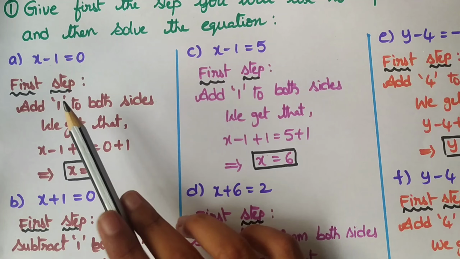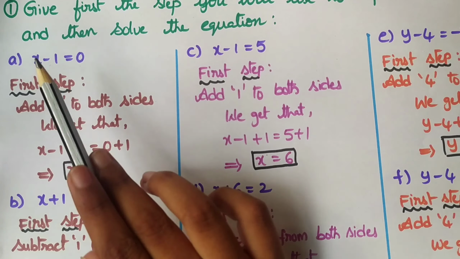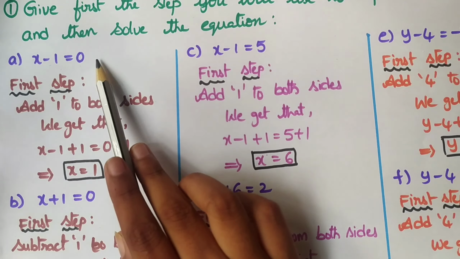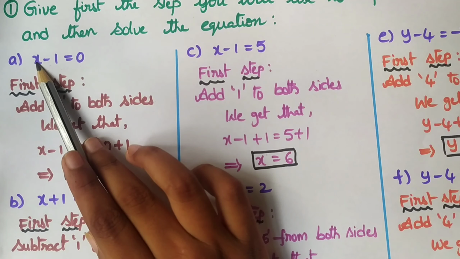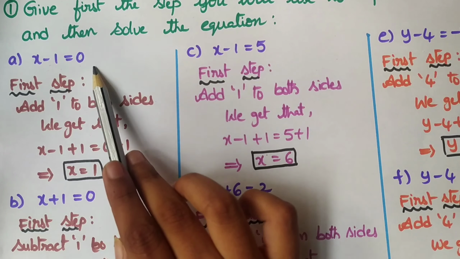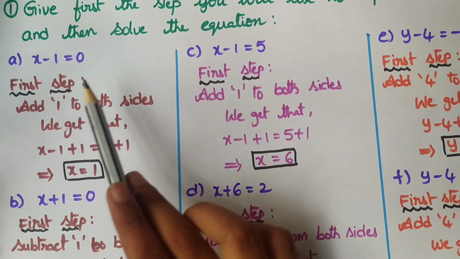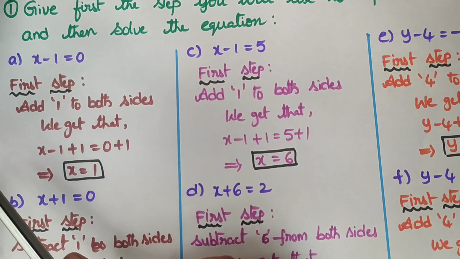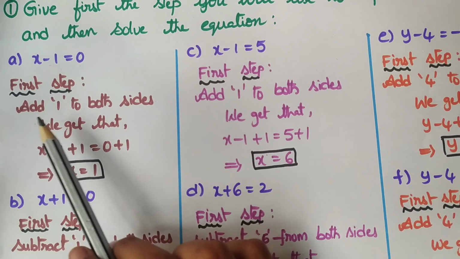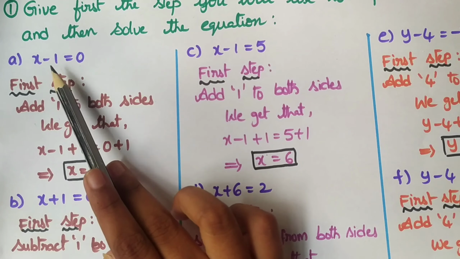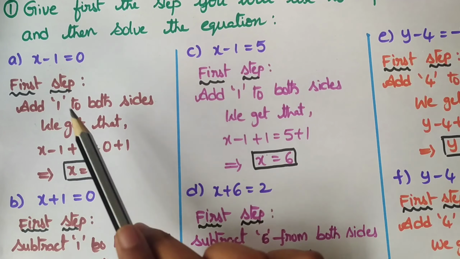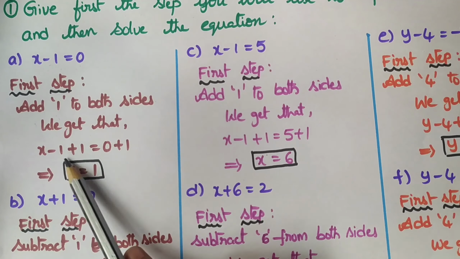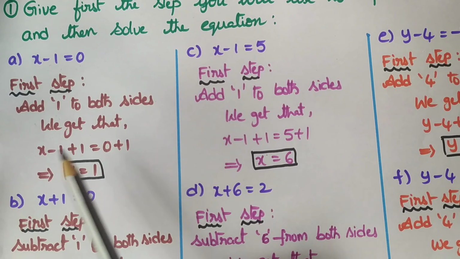Okay. Now the first step is to add 1 to both sides. So it becomes x minus 1 plus 1 is equal to 0 plus 1. Not only on the right hand side, RHS, but on the left hand side also we have to add 1. So x minus 1 plus 1 is equal to 0 plus 1.